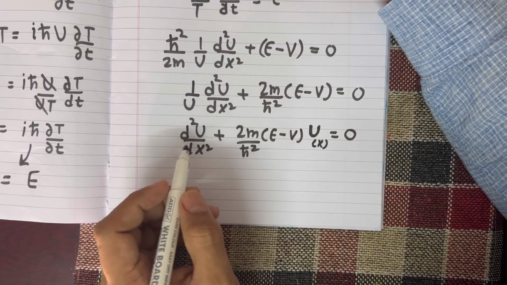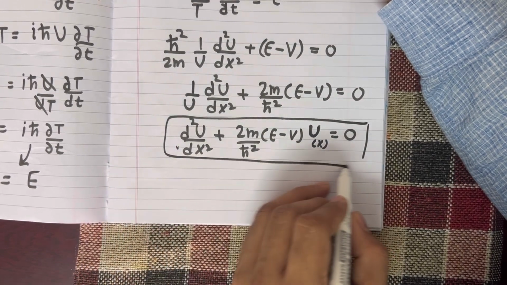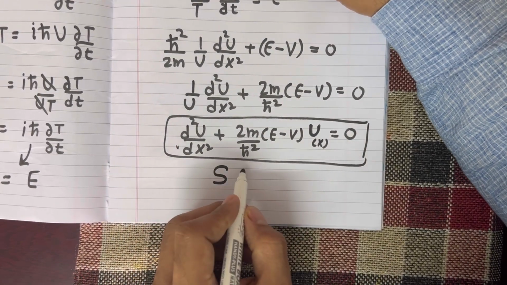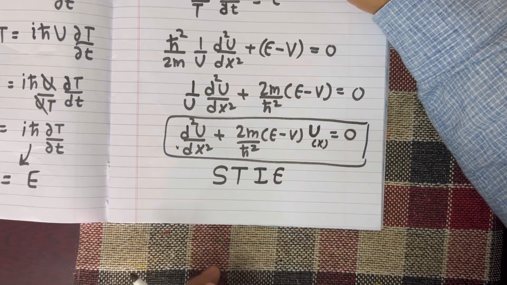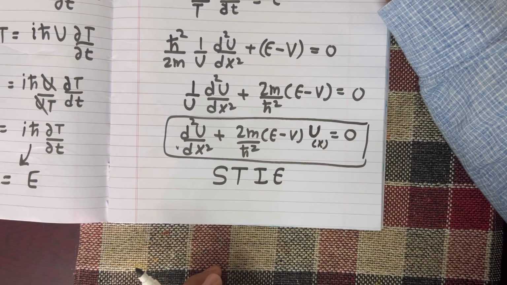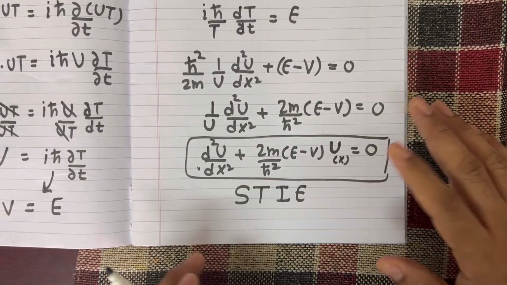Okay, so this equation that you are getting, in this equation there is no term of the time. This is called Schrodinger's time independent equation. Okay, see this, it's a Schrodinger's time independent equation. So here we discussed both types of equation.